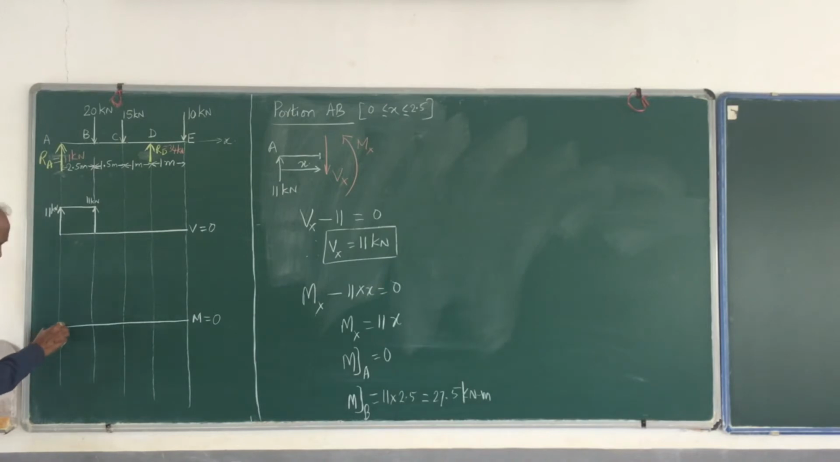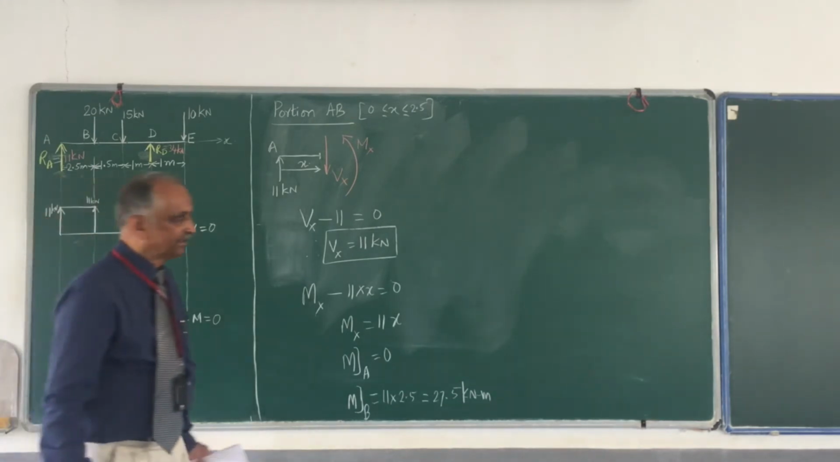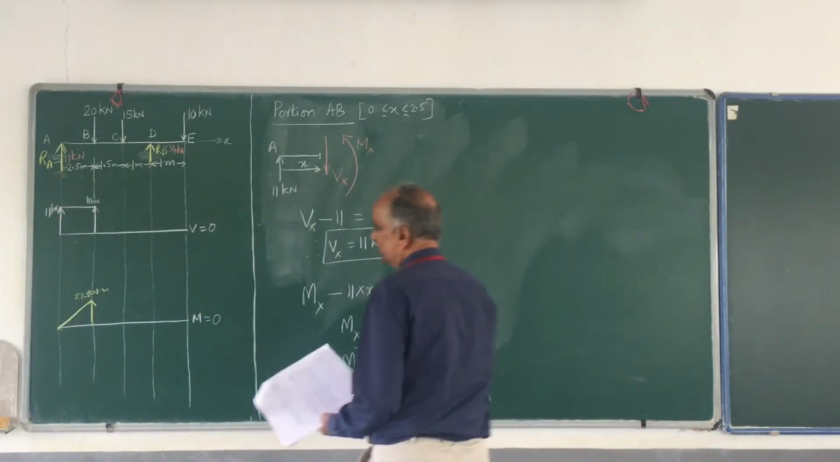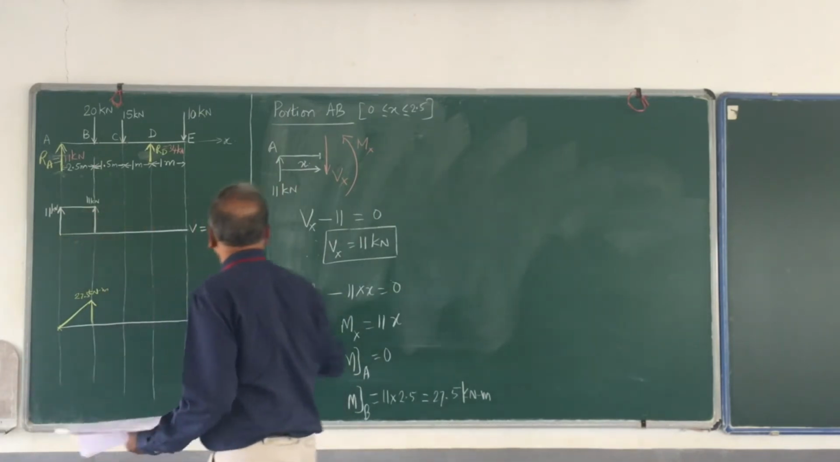So, come back and draw it here. At A, it is 0. And at B it is positive 27.5. Write this 27.5 kilonewton meter, and in between it is a straight line variation. Okay, so the bending moment diagram for AB is over.